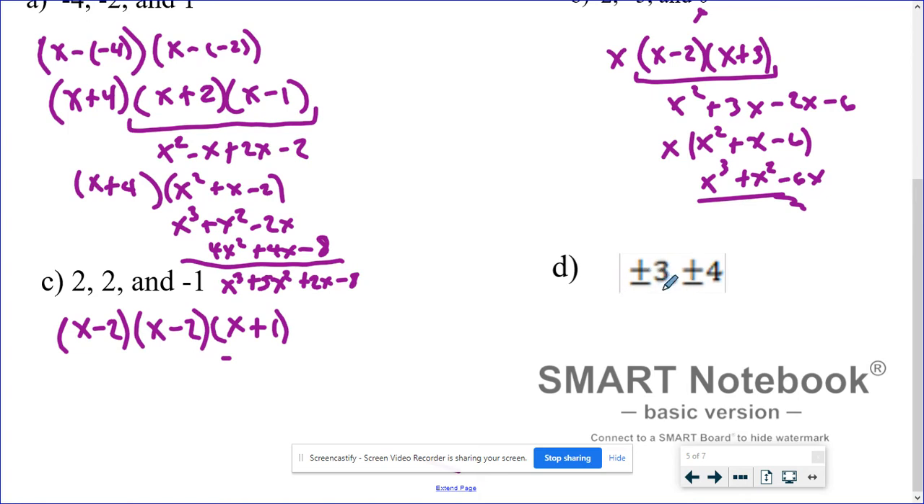And then where it says plus or minus 3 and plus or minus 4, one value is 3, one value is negative 3. One value is 4, one value is negative 4. Just giving you that as a heads up, but just make the factors and then multiply them together. So give that a try.